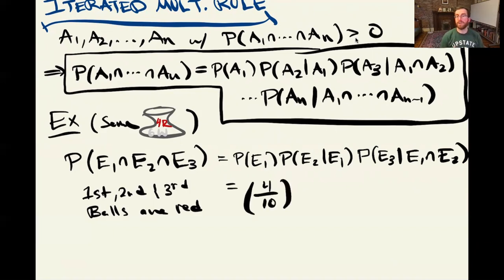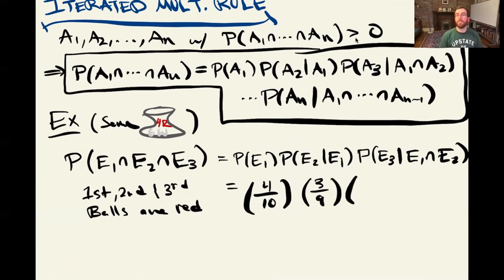Now what's the probability our second ball is red, assuming the first ball was red? There's no doubt, we've got 9 balls left. 6 of them are still white, only 3 of them are red. So that means we've got a 3 out of 9 chance that that second ball is red.